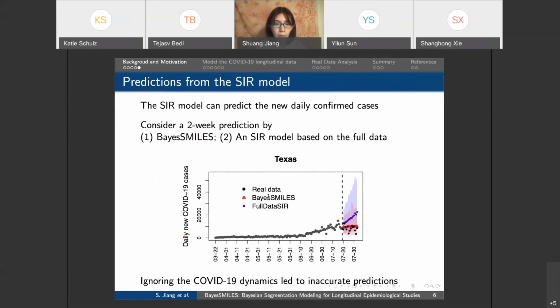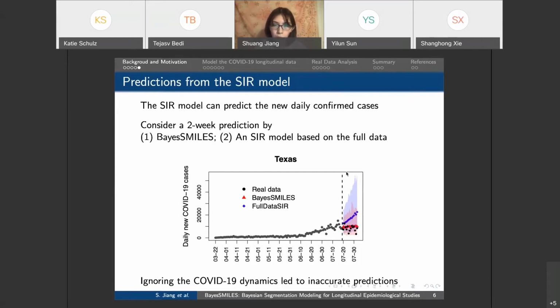Our Bayes Miles model can also make predictions based on the SIR model. Here we consider a 2-week prediction of the new daily cases given by 2 different strategies. On this page, I would like to emphasize that it is important to consider the disease dynamics when making predictions. The proposed method makes the prediction based on the information from the most recent segment. But another alternative method, which we refer to as the full data SIR model, will fit a single SIR model based on all your observed data.